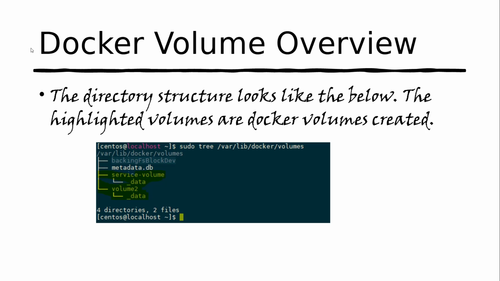So here we can see from the physical file system how the directories get created when we fire a docker volume create command. There are two volumes, service volume and volume 2, created, and inside each of these volumes an underscore data directory is created.